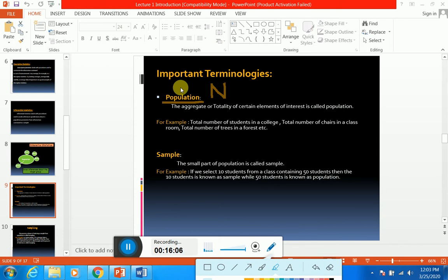Different definitions, but the concept is the same: what the population is. The population, all aggregated total values, is simply known as your population. Each member in the population is simply known as your element. Then we have the next terminology, sample.